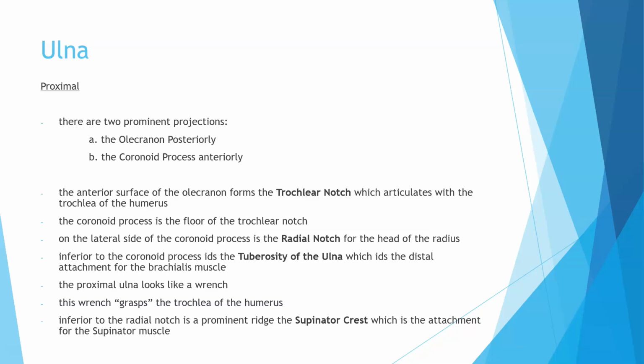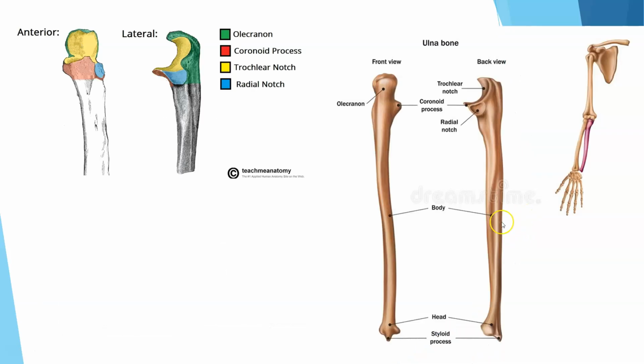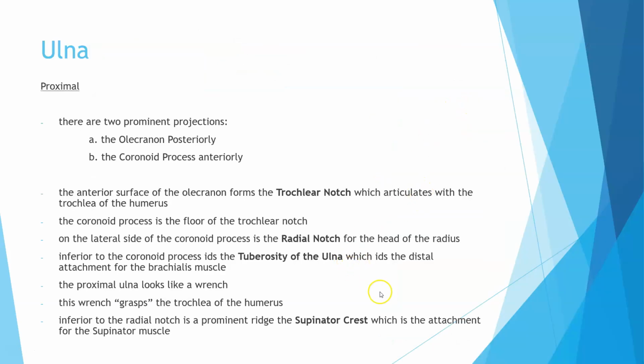If we divide the trochlear notch out a bit, the coronoid process is in fact the floor of the trochlear notch. So we can see here it's the trochlear notch to articulate with the trochlea, and we can see here that we've got the coronoid process that represents the floor of the trochlear notch. On the lateral side of the coronoid process is the radial notch for the head of the radius.